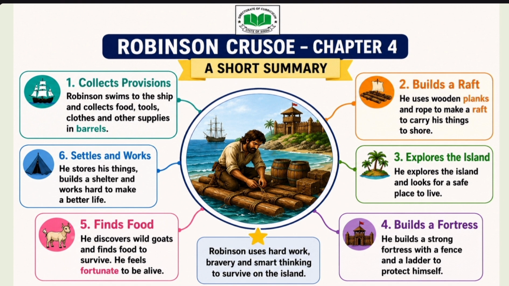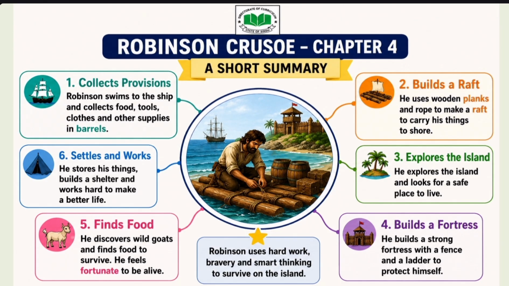This is a point-wise short summary of the chapter that you have to remember. It will help you to sequence the story. Firstly, Robinson swims to the ship and collects food, tools, clothes, and other supplies in barrels. Then he uses wooden planks and rope to make a raft to carry his things to the shore.